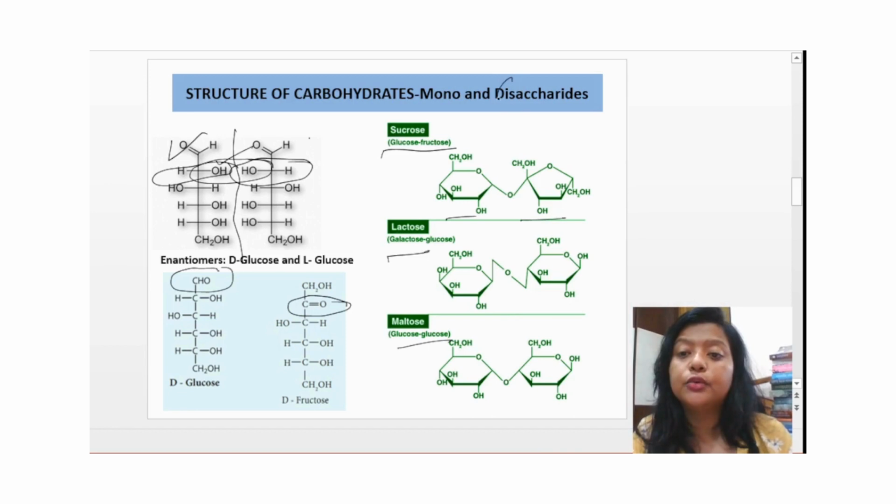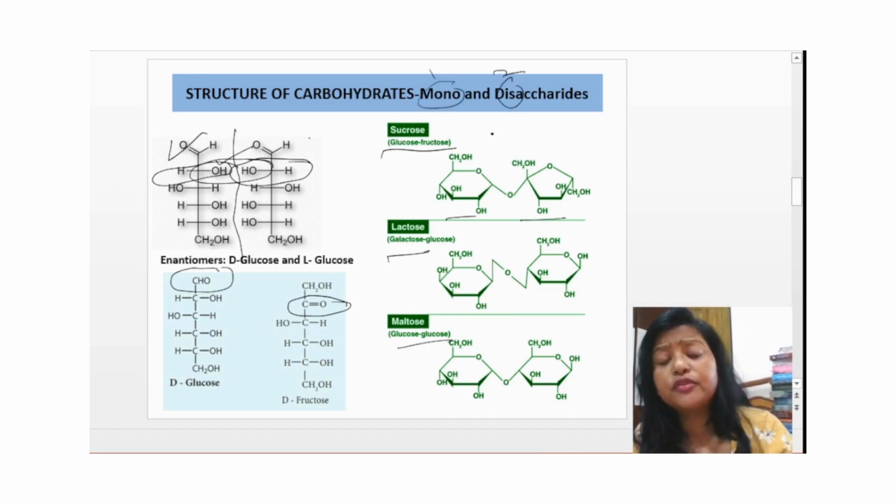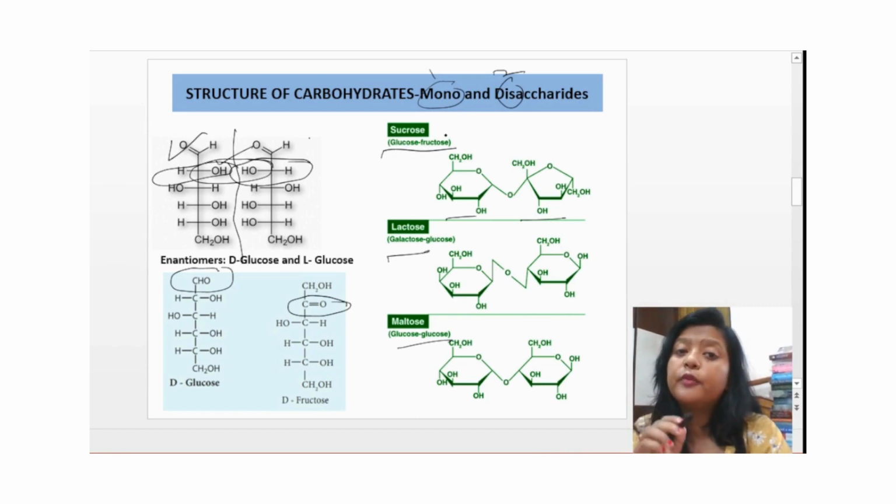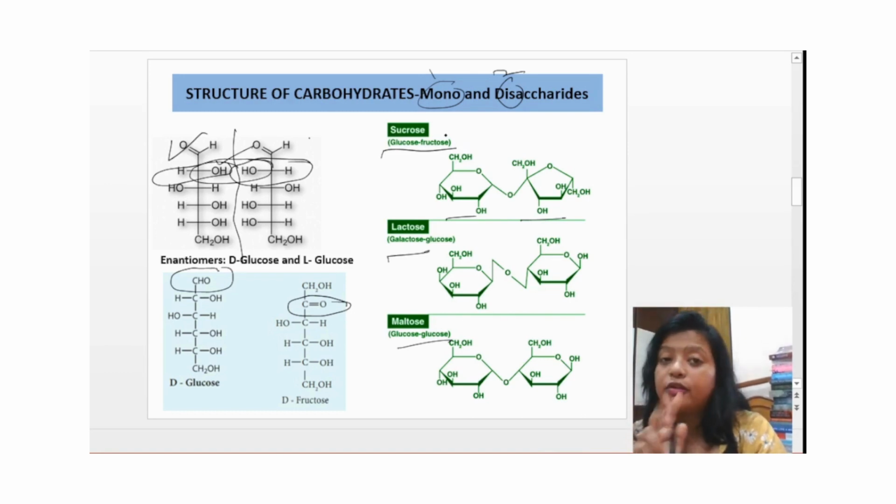Di means two, and mono means one. So if two sugars are present, they are disaccharides. You should remember this: sucrose forms glucose and fructose, lactose forms galactose and glucose, and maltose forms glucose and glucose, two molecules of glucose.